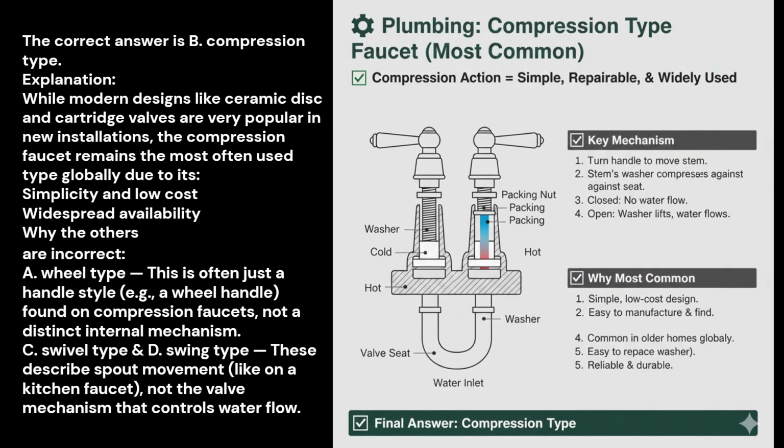Why the others are incorrect. A. Wheel type. This is often just a handle style, for example, a wheel handle, found on compression faucets, not a distinct internal mechanism. C. Swivel type and D. Swing type. These describe spout movement, like on a kitchen faucet, not the valve mechanism that controls water flow.